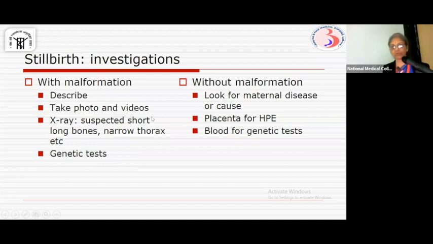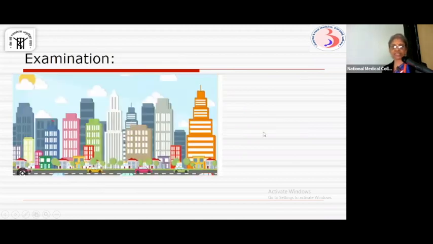Genetic test, I'm coming on to it. But without malformation, we go back and look for hypertension, diabetes, IHCP, all these things, and have a re-look into it. Placenta for histopathology is a must, and blood to be collected for genetic test. So what I say is, with malformation, we are doing a genetic test. Without malformation, we are doing a genetic test. So what is this genetic test?